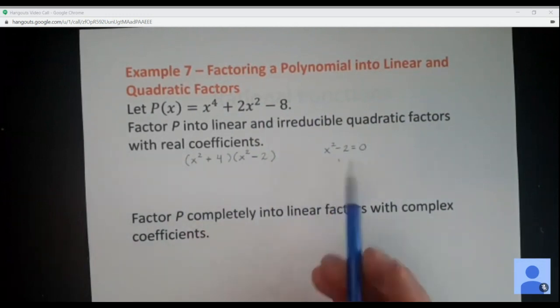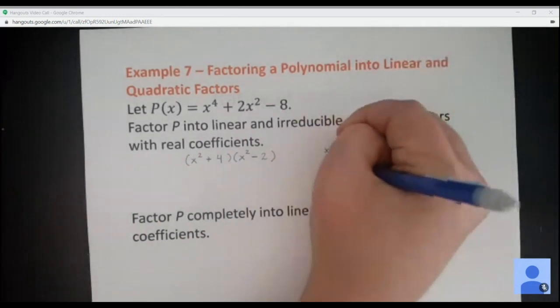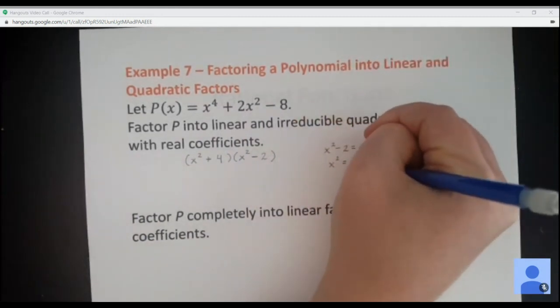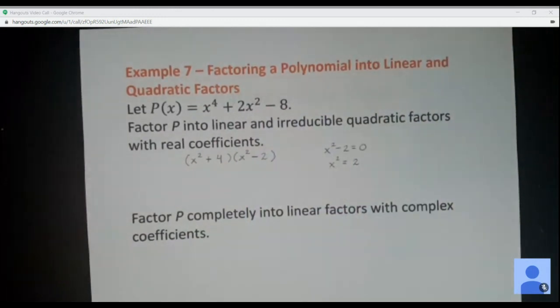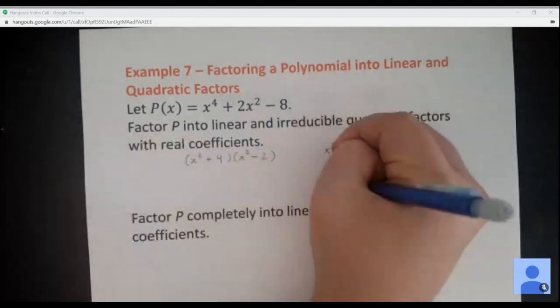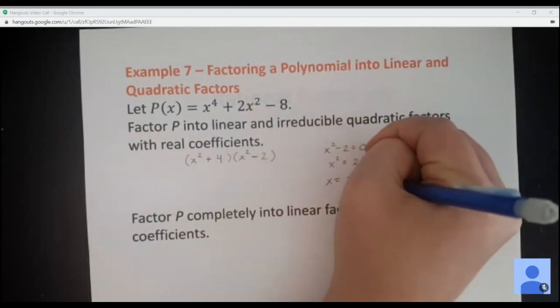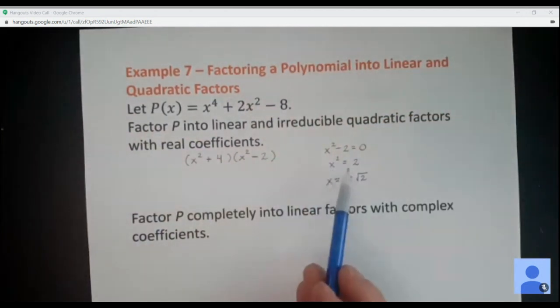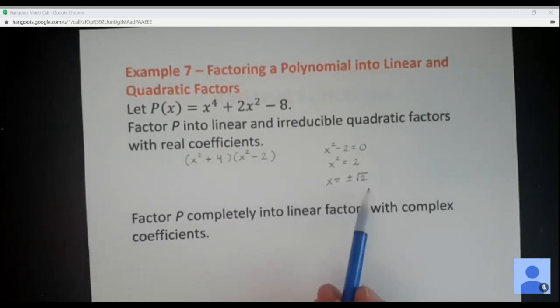So if we were to solve this here, first step, we would move the 2 over. We'd have x squared equals 2. And so then what would I end up getting as my zeros for that part? Good. So we have x equals plus or minus the square root of 2, because we're going to take the square root of both sides here. Just don't forget, we always need that plus or minus there. So now we have plus or minus square root of 2 as those two zeros.